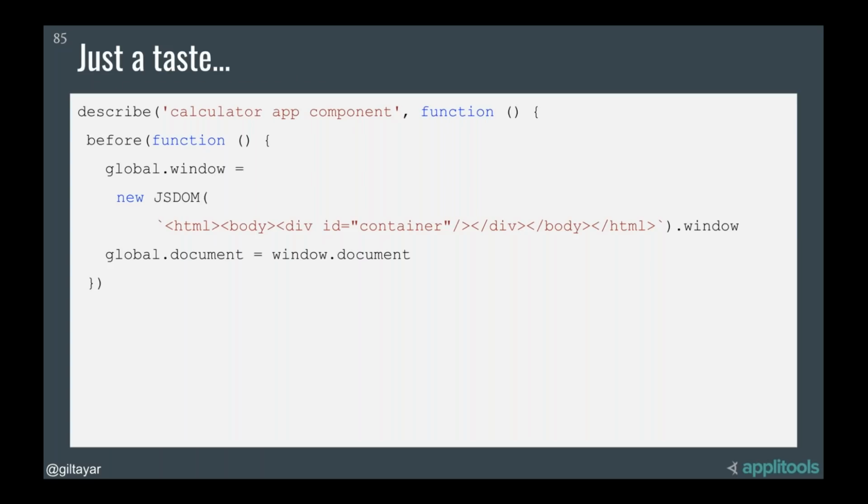If you're interested, just a taste. What we do is, before all the tests run, we create what is called a JS DOM. A JS DOM is a virtual implementation of the DOM. It's an implementation of a browser, if you want, in Node.js. And we set the global variable window and global variable document to that DOM. So now we have a global variable window and a global variable document. So in essence, Node.js is behaving like a browser. But it's not a browser. You can't view anything.